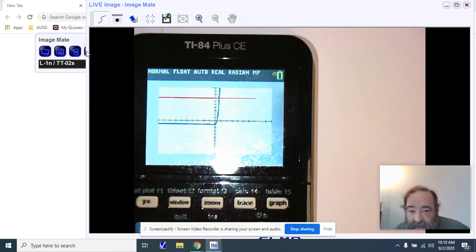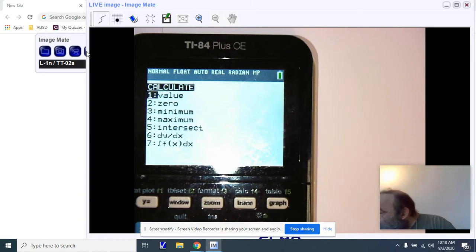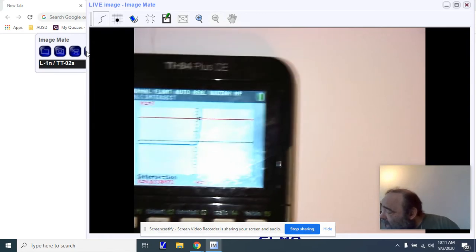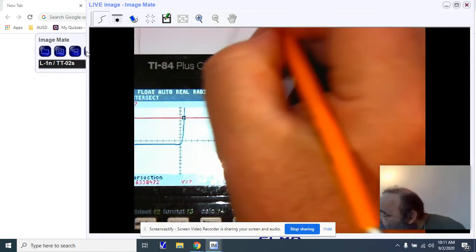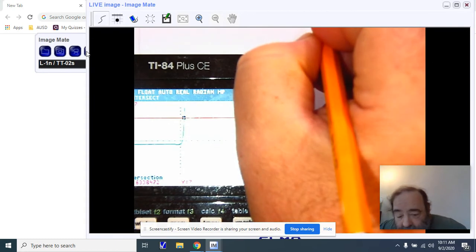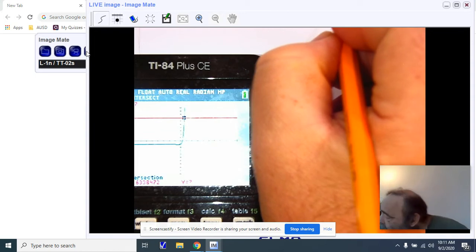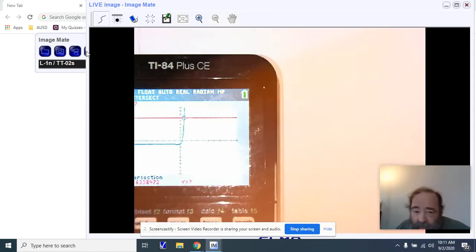Now, in order to find an intersection, you're going to be using your calculator and going through second trace. You'll notice that 5 is the intersection. By hitting 5, you will immediately go to the first curve. Hit enter, which will take you to the second curve. Hit enter, and it says, "Are you sure?" We hit enter to say yes. We are then given our solution, and as we saw in the worksheet, the solution is 0.6338, and that was how it was found.